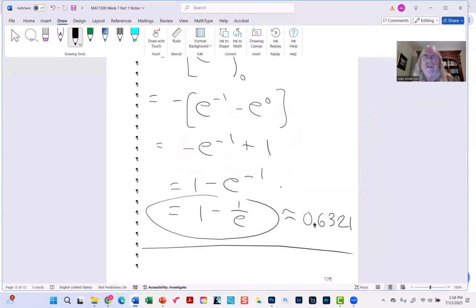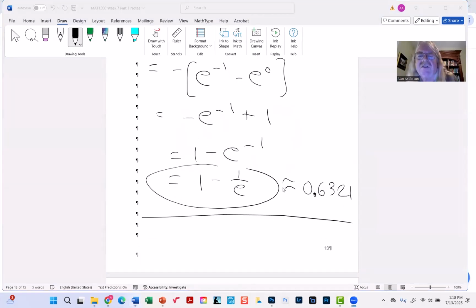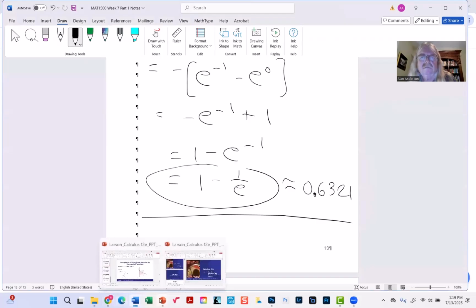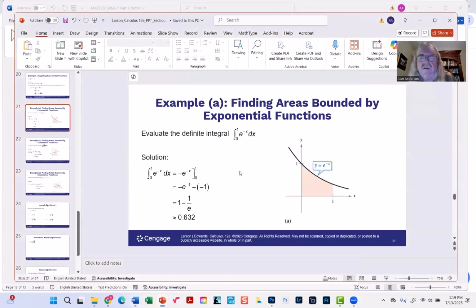All right. And then they're going to show us on the graph what that actually looks like. So in other words, what they're looking for is the area under that curve, e to the minus x, between 0 and 1. The shaded region is the 0.632.